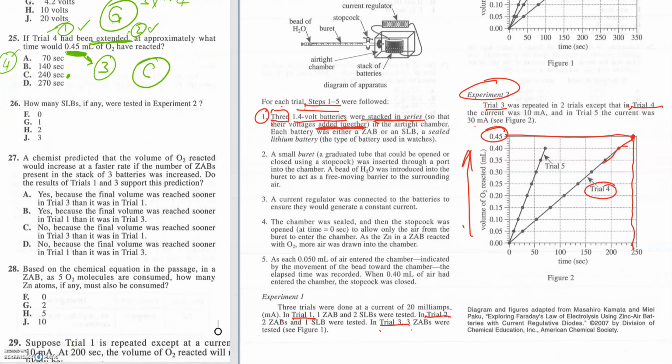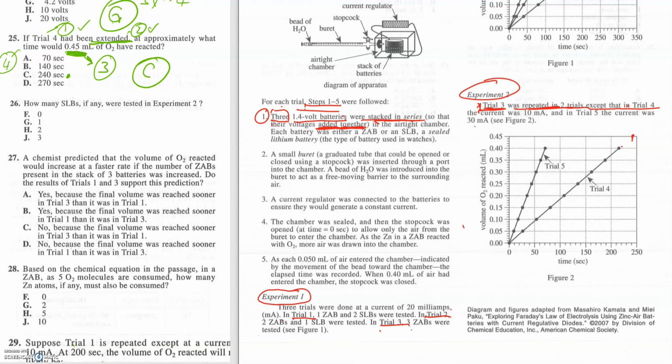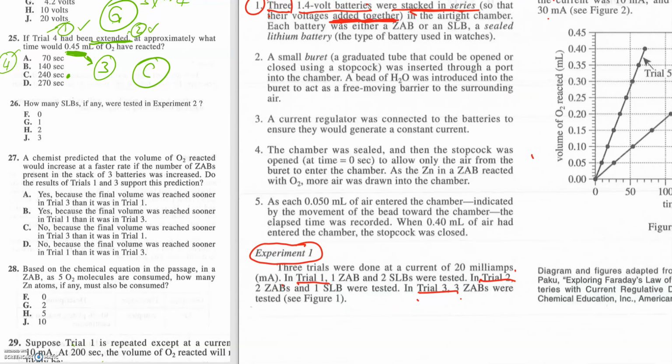How many SLBs, if any, were tested in experiment 2? Experiment 2 repeated trial 3 in 2 trials, except that in trial 4 the current was 10, and in trial 3 and 5 the current was 30. So it repeated trial 3, so we have to come back down to experiment 1 and find what trial 3 did. We see that trial 3 had 3 ZABs. Nothing else. It just tested these ZAB batteries, so it didn't test any SLBs. How many SLBs? There were none. So that would be F.